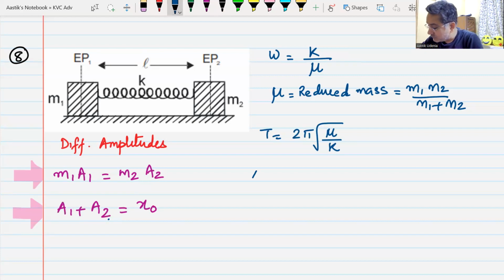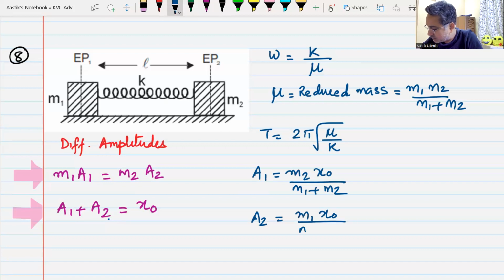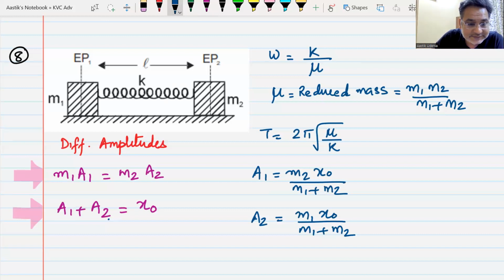I am going to give you the values. A1 will be equal to M2 into x0 divided by M1 plus M2. And your A2 will be equal to M1 into x0 divided by M1 plus M2. So their amplitudes are inversely proportional to their masses, when both of the masses can oscillate. Remember, both of the masses are oscillating. Do we understand this? Yes or no?